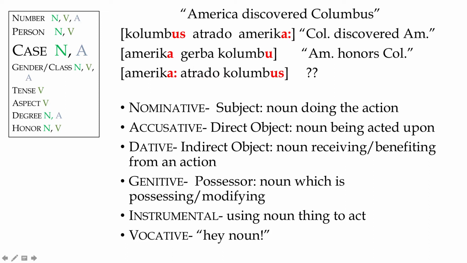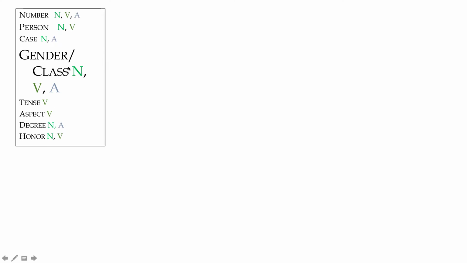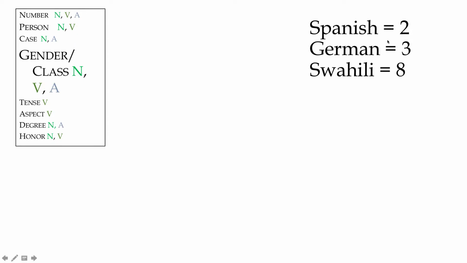So languages tend to either rely a lot on prepositions or a lot on cases. Another very common inflectional category that's not used in every language, but is used in many languages, is gender or class. And this could happen on nouns, verbs, or adjectives.